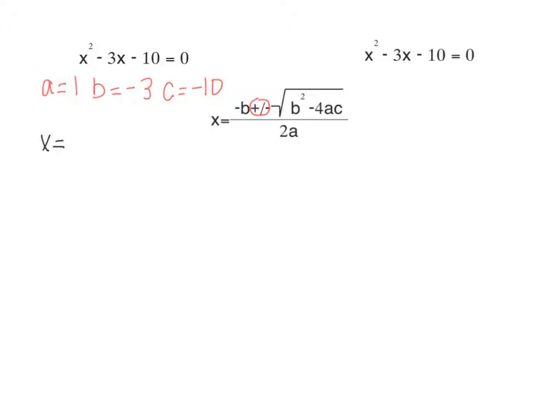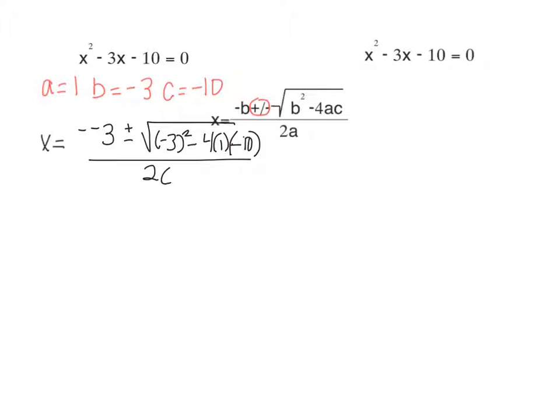So this equation says negative b. Okay, well b happens to already be negative, so this is going to be a negative negative 3, which is better known as a positive 3. Okay, plus or minus, and we are going to write plus or minus because we have two possible answers. The square root of b squared, so I'm going to do negative 3 squared minus 4 times a, which is 1, times c, which is negative 10. All of that over 2 times my a value.